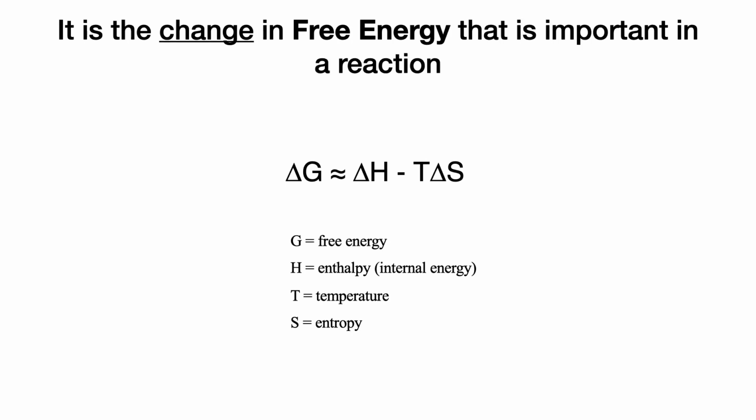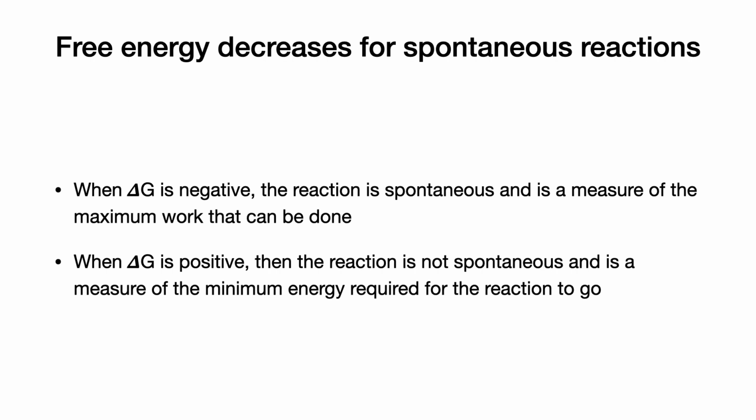And so it's this delta G, or the difference in Gibbs free energy, and this is approximate to the change in the enthalpy, or the internal energy of those molecules or system, minus the temperature times the change in the entropy of those molecules. So free energy decreases for spontaneous reactions.